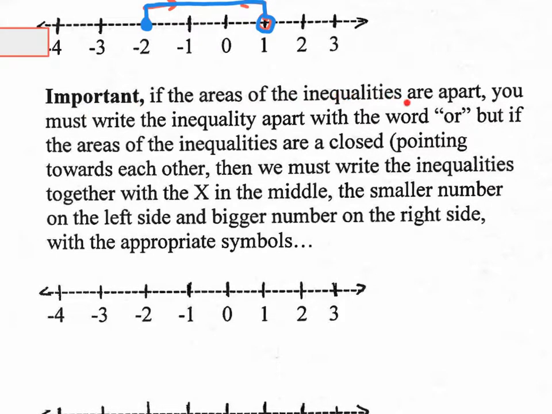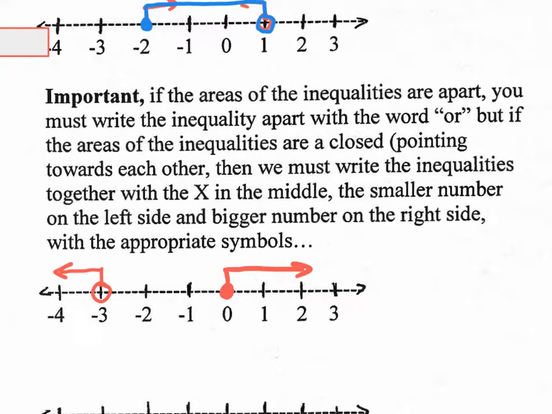So we have some notes here. Important: if the areas of the inequality are apart, you must write the inequality apart with the word "or". But if the areas of the inequality are closed, pointing towards each other, then we must write the inequalities together with x in the middle, the smaller number on the left side, and the bigger number on the right side. So let's start with an easy one. Let's put an open dot at -3 and make it go to the left. And let's put a closed dot at 0 and make it go to the right.